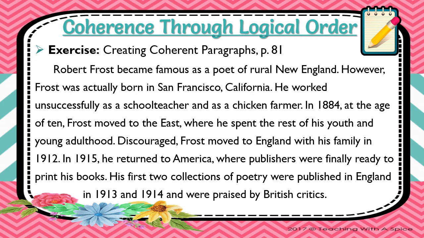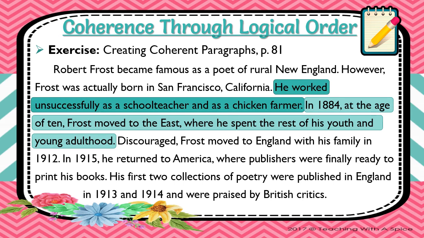So that means this sentence right here is out of order. It really needs to come before this sentence. He worked unsuccessfully as a school teacher and a chicken farmer. So you need to switch those two. All right, there's another one. So let's keep going. Discouraged, Frost moved to England with his family in 1912. Okay, why is he discouraged? Well, he's discouraged because of the last sentence. He worked unsuccessfully as a school teacher and as a chicken farmer. So it makes sense, again, that we would need to switch these two so that the sentence about working unsuccessfully comes right before him being discouraged.